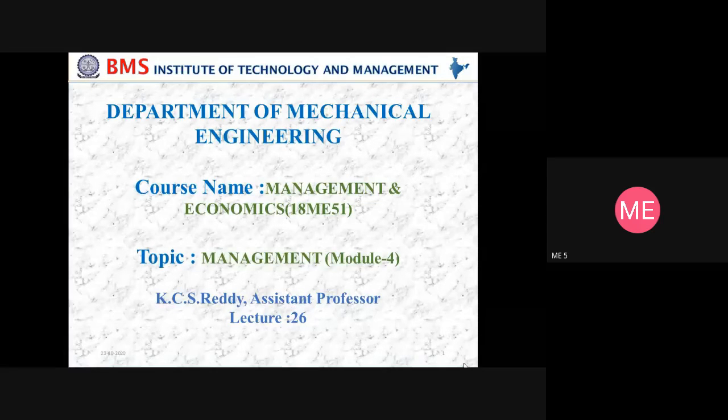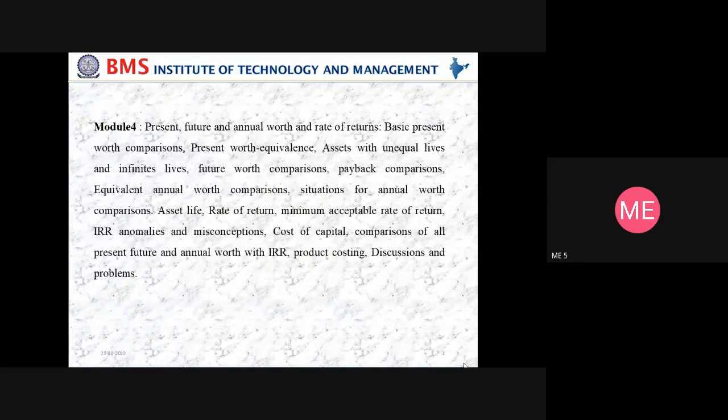In the last class, we discussed module 2 and module 3, completely about interest and interest factors. Next, module 4 discusses decision making, how a manager can take a decision on his alternatives on any particular problem. If you look at the syllabus, module 4 consists of present worth of returns, future worth of returns, annual worth, as well as the rate of returns. These are the four important methods you can use to take the decision. They can use any of these four methods.